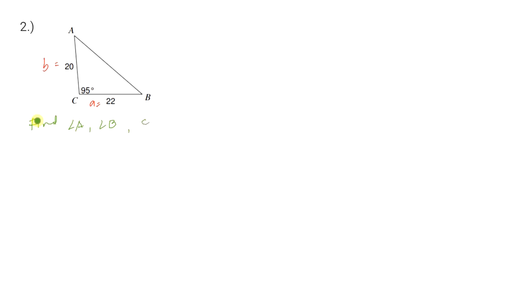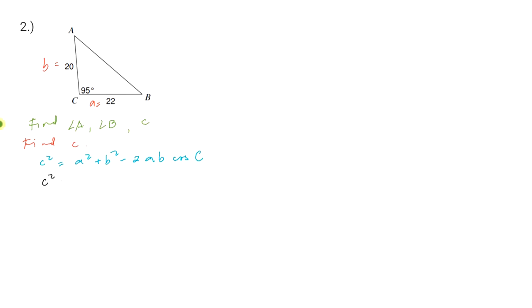From these three unknown parts of the triangle, you cannot find angle A and angle B without first finding the value of your side C. So first, let's find our side C. According to the law of cosines, the formula is C squared is equal to A squared plus B squared minus 2AB times cosine of our angle C. First, let's substitute all the given values to our problem.